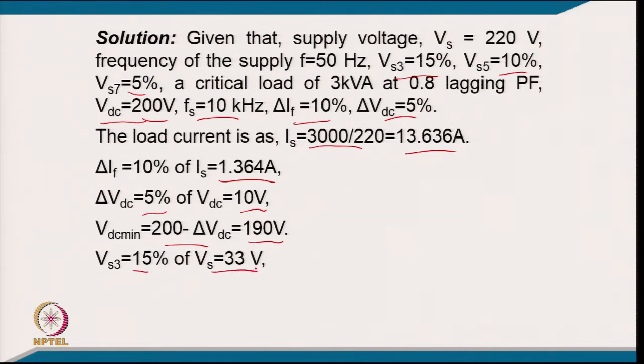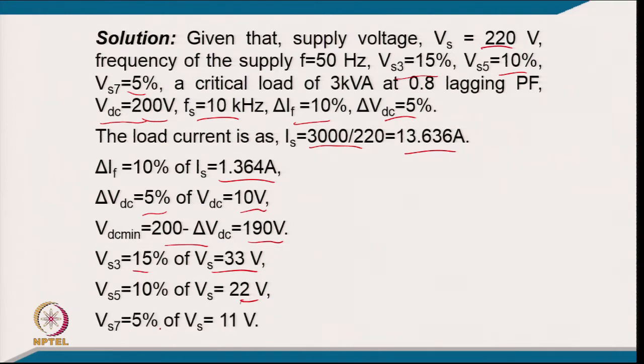The third harmonic is 15% of 220 volt, which is typically 33 volt, and the fifth harmonic 10% of 220 volt comes to 22 volt, and the 7th harmonic 5% is 11 volt.